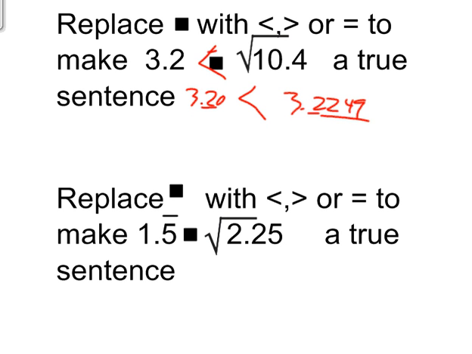Same kind of question down at the bottom. 1.5, but with a bar, compared to the square root of 2.25. The square root of 2.25 is 1.5. So on this side, I've got 1.5 with a repeating bar. And over here, I've got 1.50, no repeating. So this with the bar means that this is 5, 5, 5, 5, 5, and so on. So this side becomes larger. So 1.5 with a bar over the 5 is larger than the square root of 2.25.